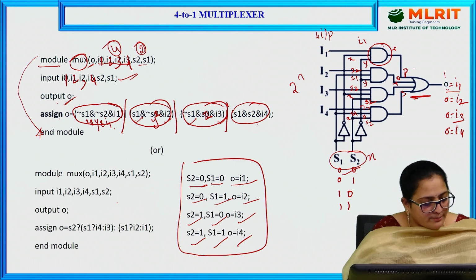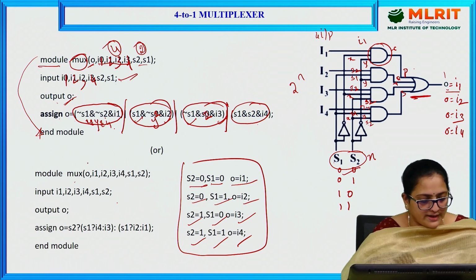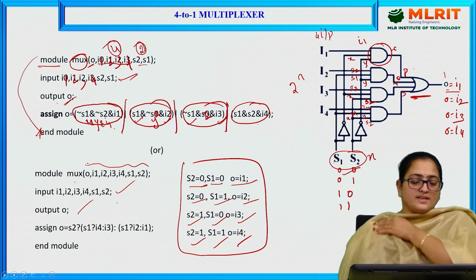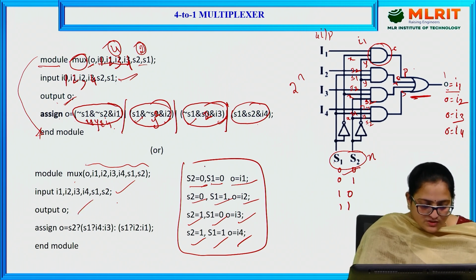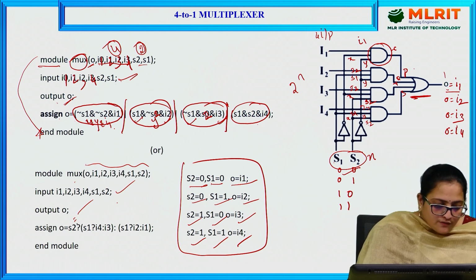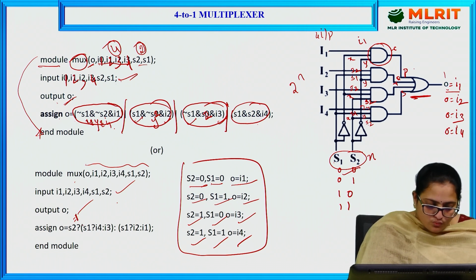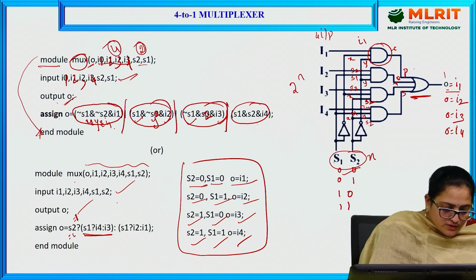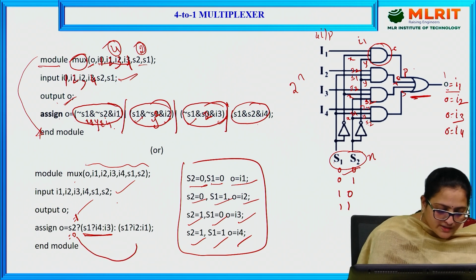So, here same module name, declare the variables, declare the input variables and declare the output variables. Simply, assign O is equal to, first it checks S2. If S2 is true or false. If it is true, let us assume S2 is 1, then it goes with this statement. If S2 is 0, false, then it checks with the other statement.